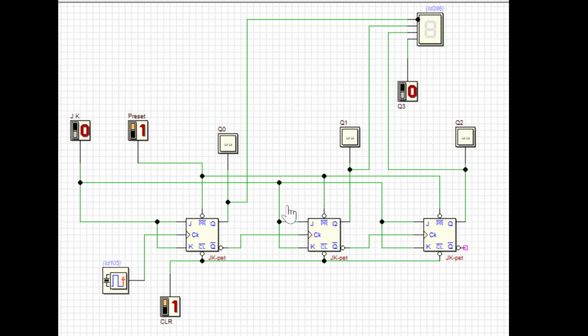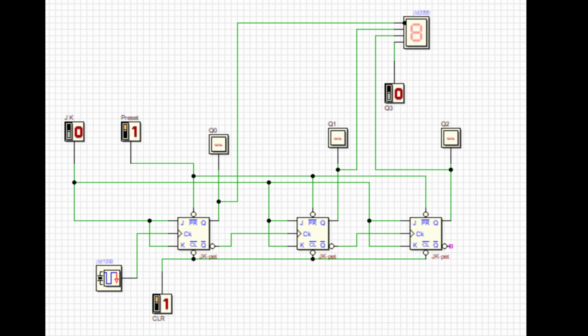As usual, if you look here, the second flip-flop clock is generated from Q0 bar, and the third flip-flop clock is generated from the Q1 bar. Now we'll run the simulation. Now let us clear all the flip-flops with 0. Now my flip-flops are cleared to all zeros. If you look here, my decimal display is also showing 0.